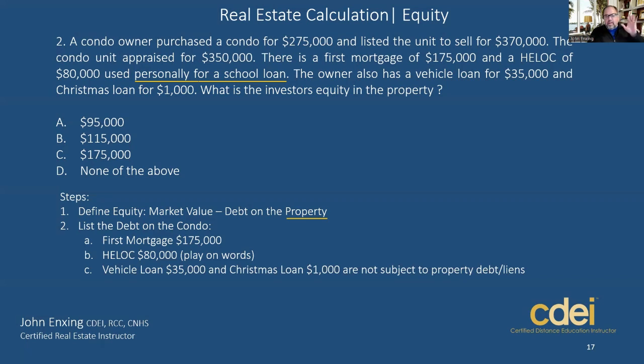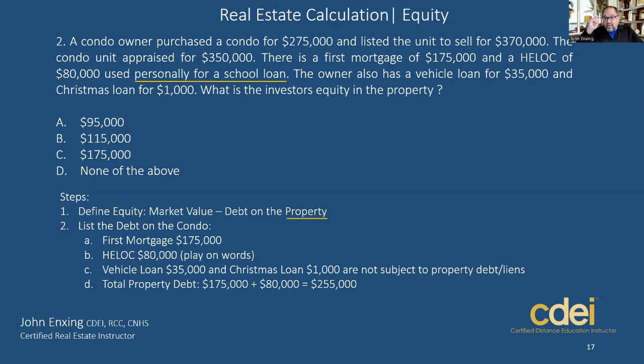All right. So first thing I'm going to do is list all my debt, 175,000 plus 80,000, and then add it together. So my total debt is 255,000 on the property. Now, you've got a lot of other numbers in there. You've got one for when he purchased it for 275,000.